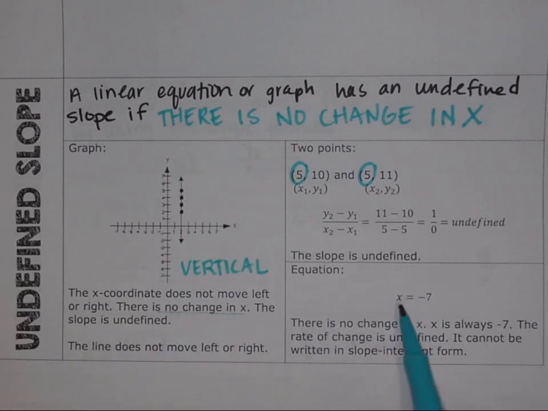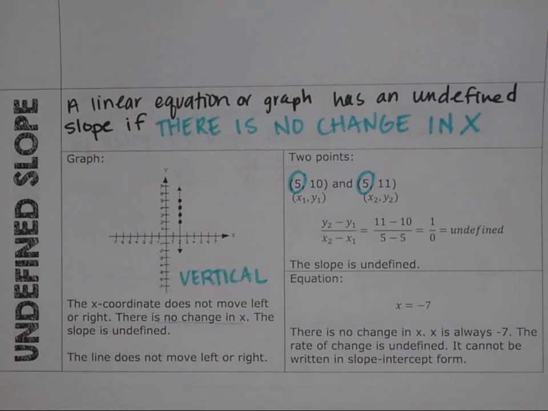Okay, in an equation, that's where we have those x equals a number. There is no change in x. X is always -7 in this example. The rate of change is undefined because it cannot be written in slope-intercept form. Alright, so that's a way you can see 0 slope and undefined slope in graphs, 2 points, and equations.